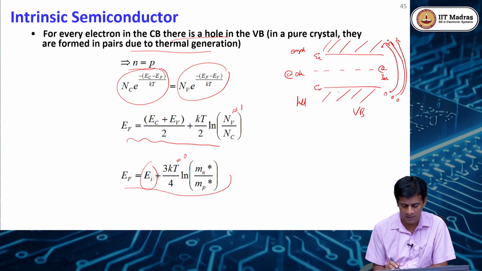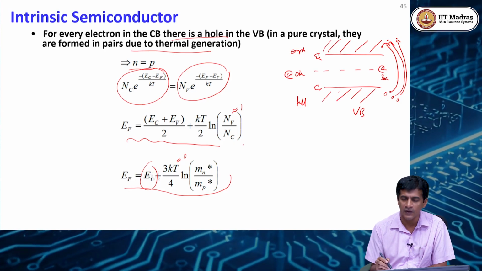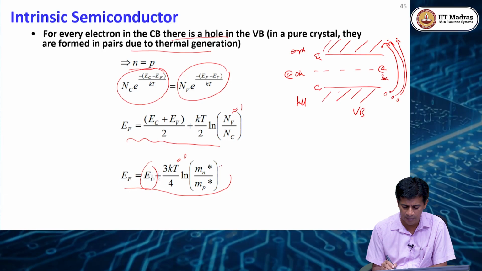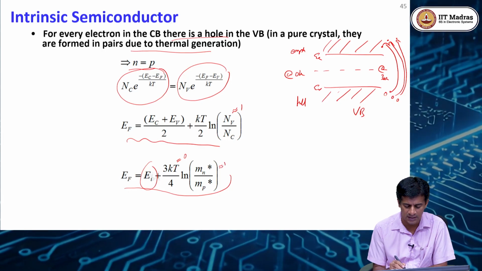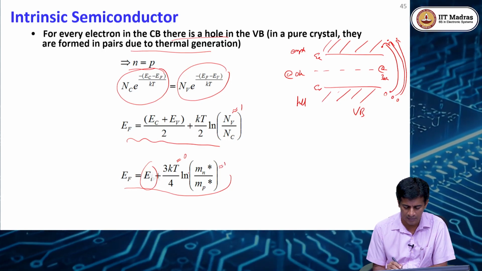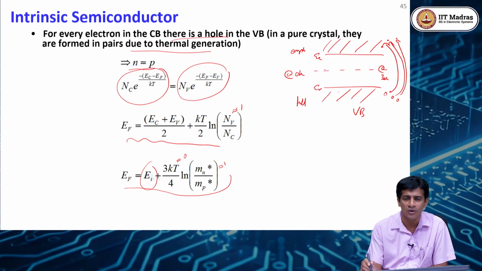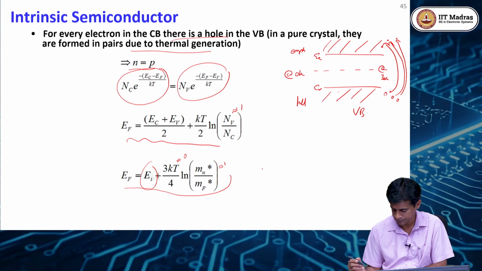For any other temperature also, if you increase the temperature of the intrinsic semiconductor, what happens? This number is very close to 1. T is increasing, but this temperature term is very small. So it will still lie very close to the middle of the band gap.